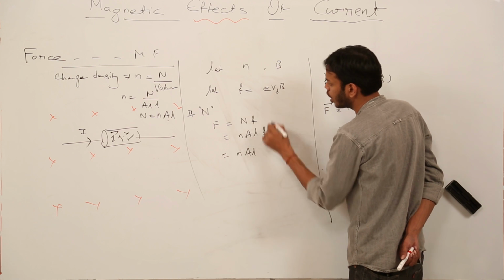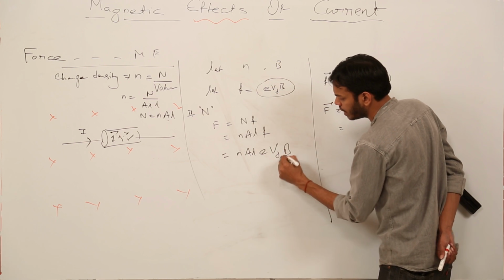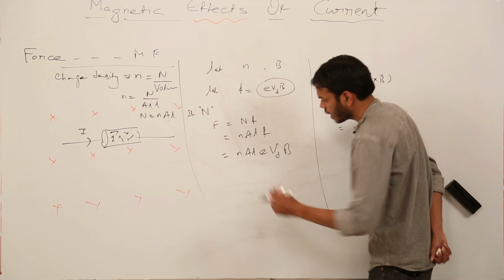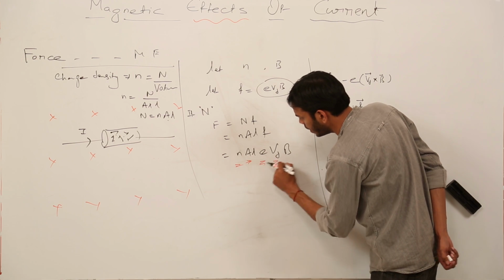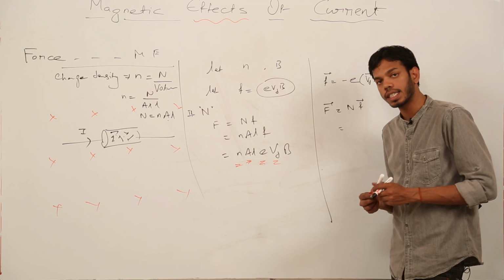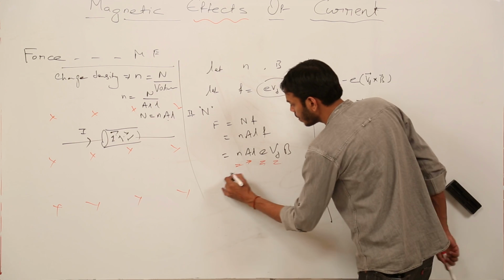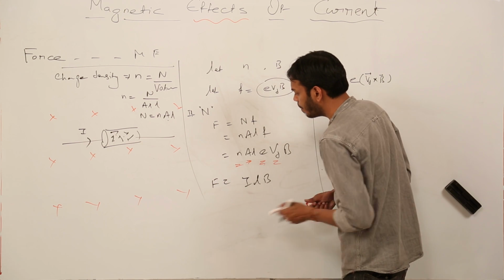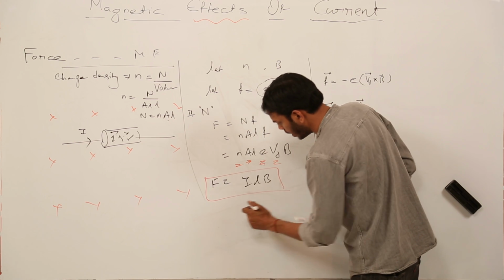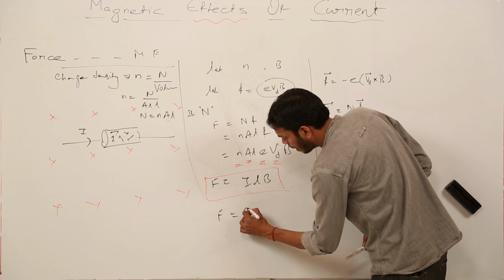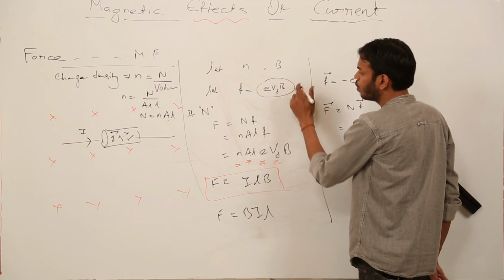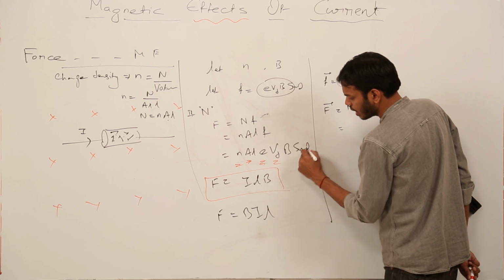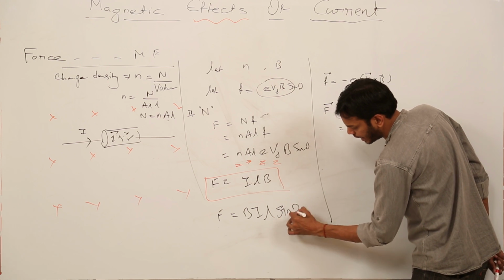So n A L, instead of F I'm using e Vd B, so n e A and Vd. What does this make? Remember current electricity, I equals n e A Vd. So these things become I and you have L B. You can memorize this formula as ILB, or an easier way is F is equal to BIL. If you don't want to remove sin theta from here, drag it along everywhere and it will become ILB sin theta.